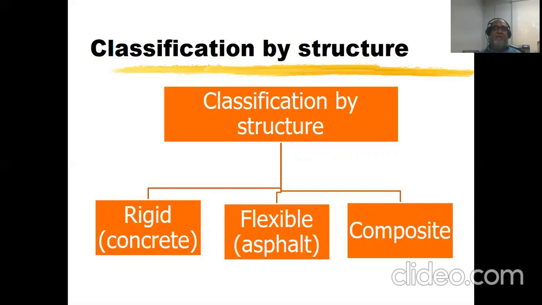So the surface is made up of Portland cement concrete, so it's a rigid pavement. Then there is flexible pavement. When I say flexible pavement, I mean a black top road. Why it is black is because the surface material is an asphalt.